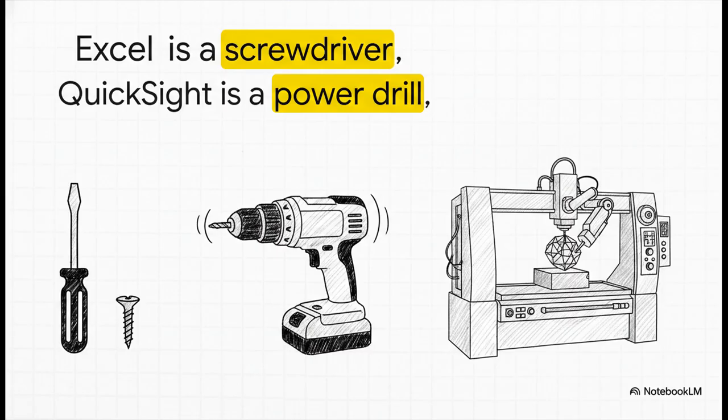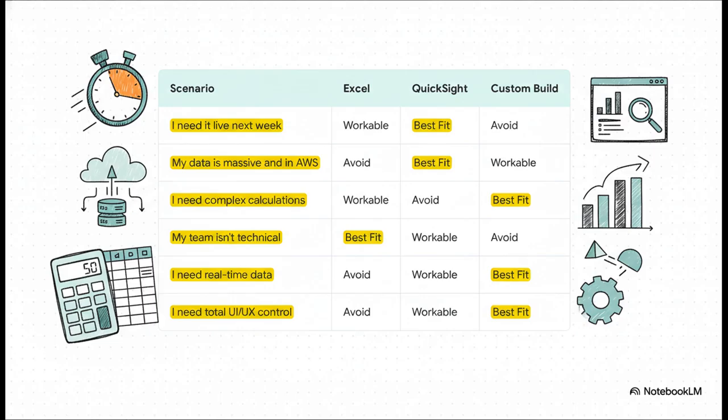QuickSight, that's your power drill. It does a similar job but with way more speed and power, even if it's a little less nimble. And a custom dashboard, that's a CNC machine. It's a massive investment engineered to do one specific thing with incredible precision. And this decision matrix just makes it crystal clear.